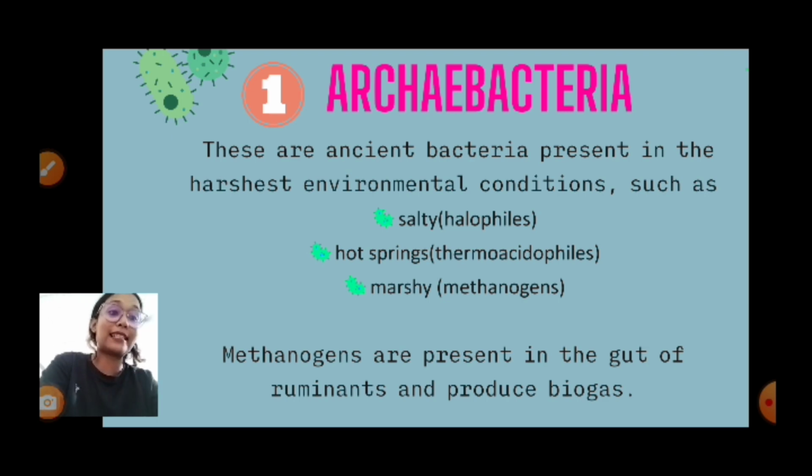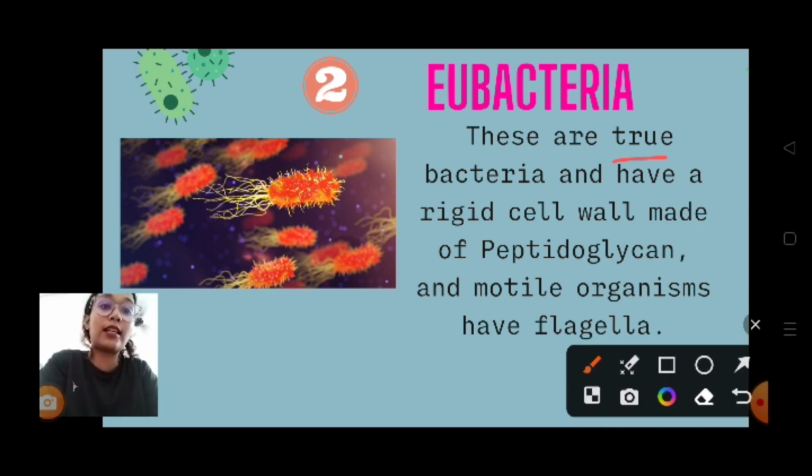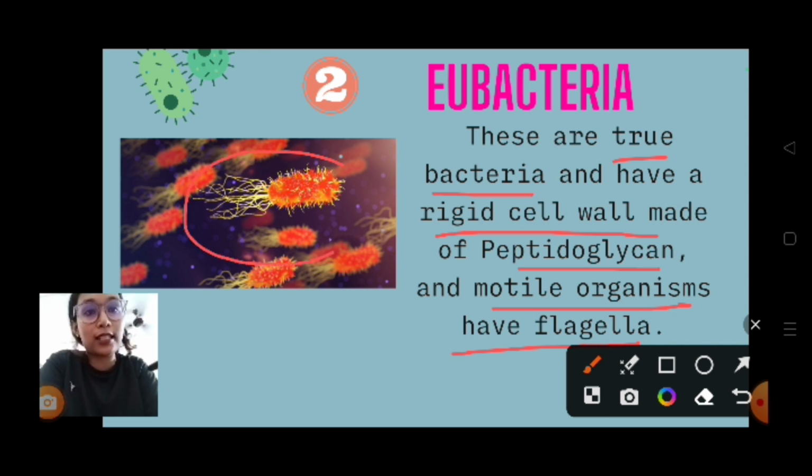Okay, moving on to the next slide. So now the second type of bacteria, that is Eubacteria, the true type of bacteria. They are true bacteria which have a rigid, tough cell wall made up of peptidoglycan. Motile organisms have flagella, like in this picture. You can see rod-shaped bacteria having flagella which help in motility, meaning movement.